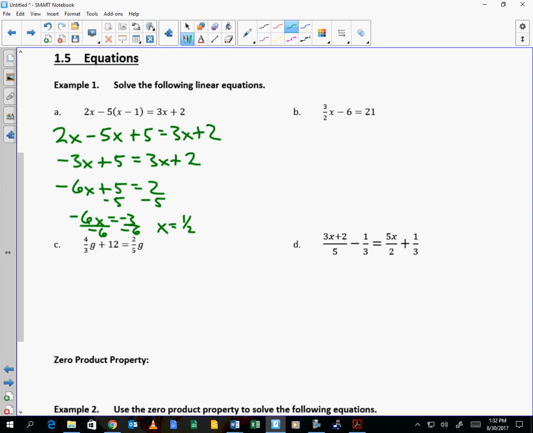Okay, letter B has a fraction, which I know freaks some people out, but we'll learn to deal with it. 3 over 2x is equal to 27. How do I get rid of that 3/2? Times by 2/3, the reciprocal. Very good. So I get x is, and you can take 27 times 2 divided by 3, or 27 divided by 3 times 2. Either way, you'll come out with the same answer. 27 divided by 3 is 9, times 2 is 18.